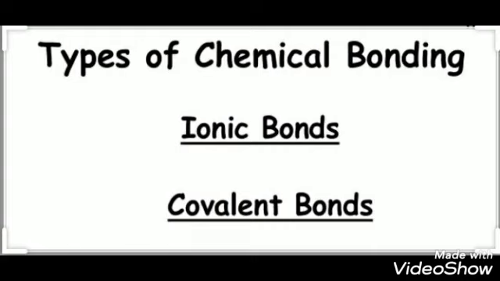Hello students, in this video lesson we will study about the types of chemical bonds. When a chemical bond is formed between the atoms, then both the combining atoms acquire the stable inert gas electron configuration. There are two types of chemical bonds which we have to study: ionic bond and covalent bond.